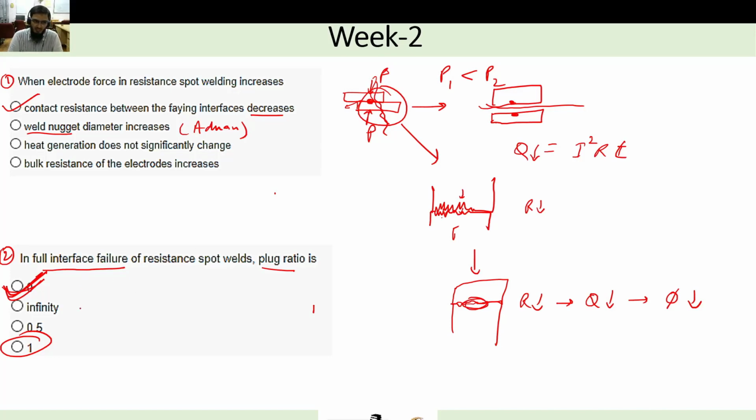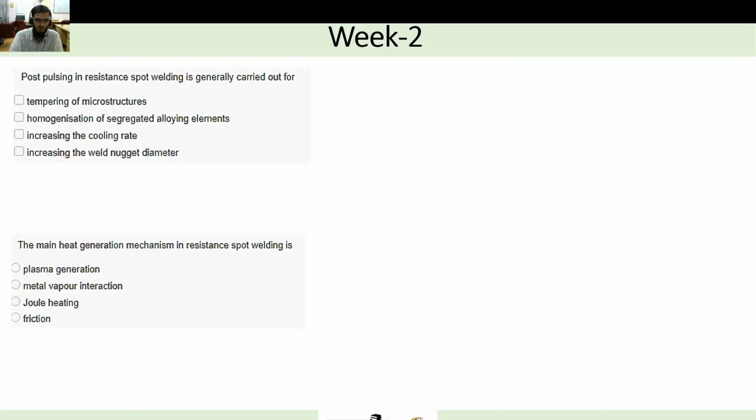And if it is in between, then the plug ratio will be between 0 and 1. 1 is the ideal one, 0 is not at all desirable. So it can vary between 0 and 1. So I hope it is clear. We'll move to the next question.